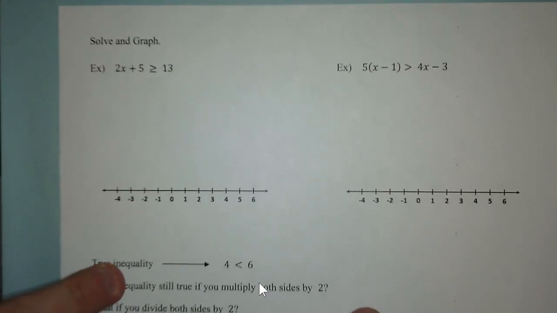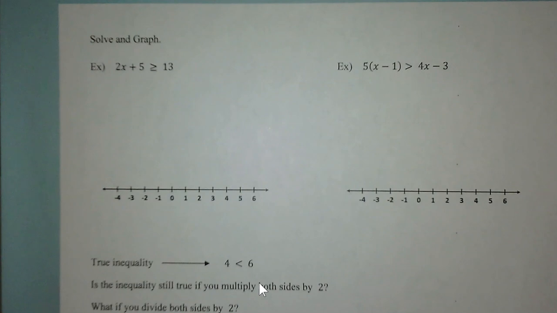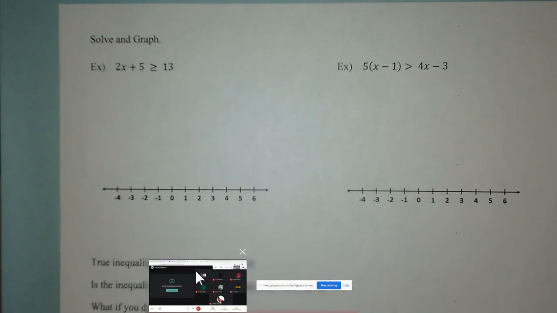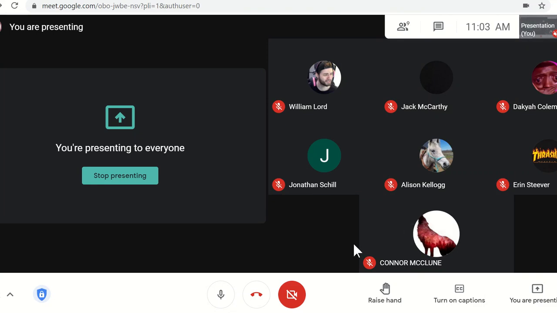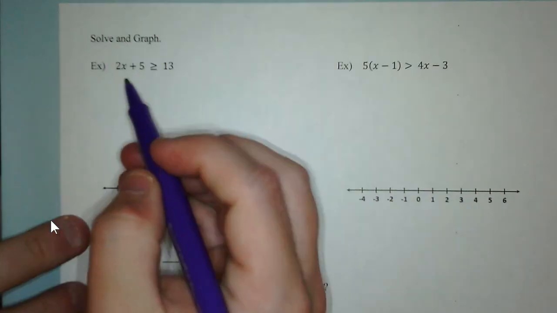Turn to the back. So again, it's going to be just like you do with equations. Like here, 2x plus 5 is greater than or equal to 13. What's the first thing we would do to get x by itself?